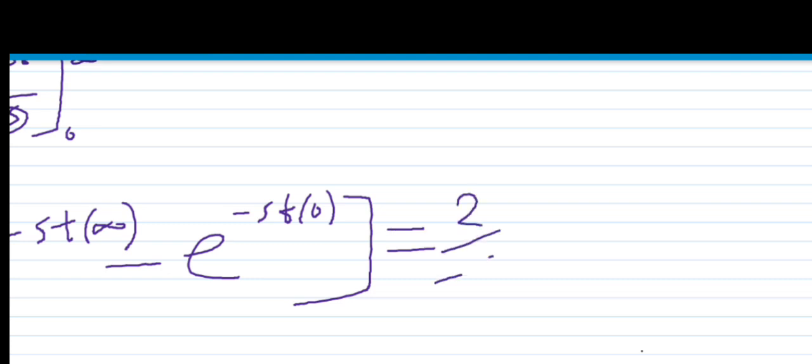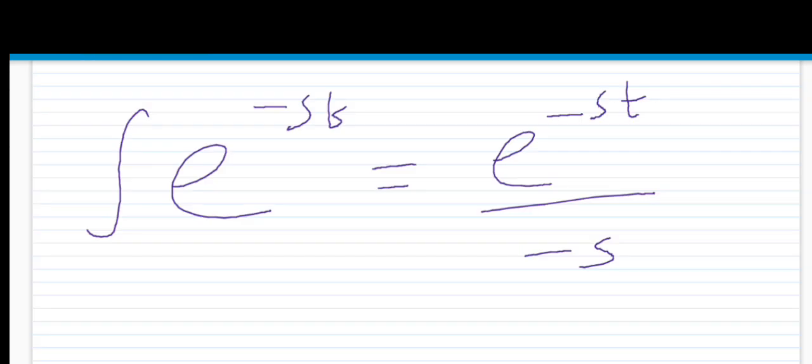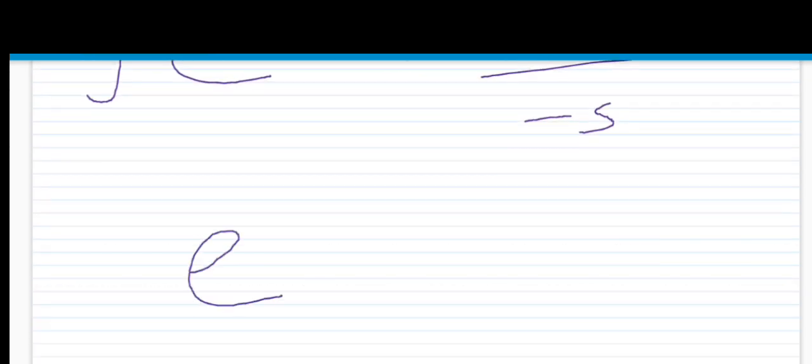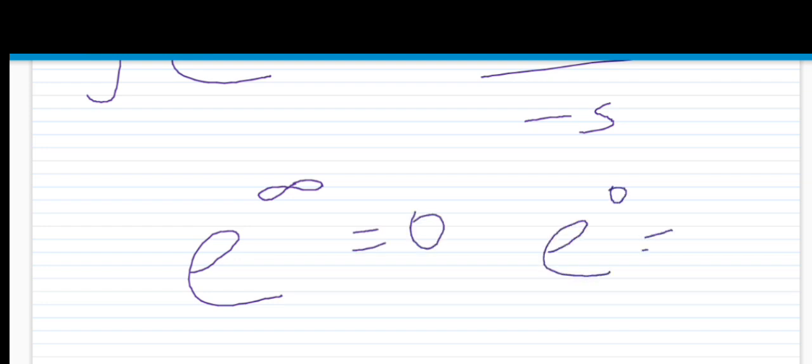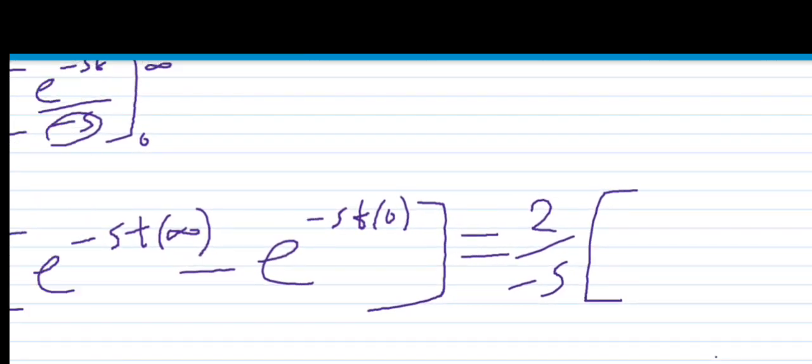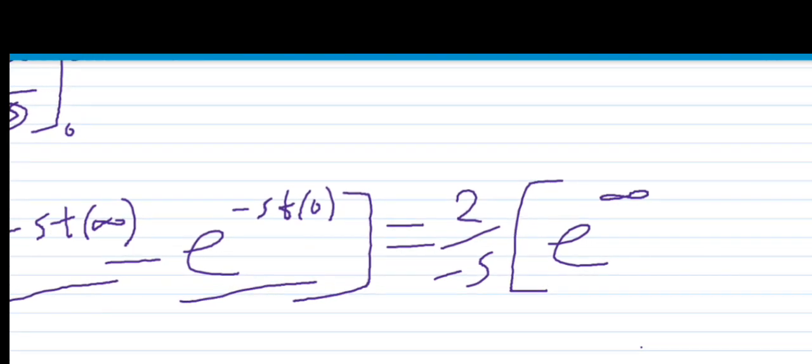2 over minus s. Now you have to take note of two things, which I will show you. e raised to power infinity is 0. I've already established this in my previous tutorial, but just for emphasis sake, and e raised to power 0 is 1. So we're going to be applying this in our solution. Here we have e raised to power st multiplied by infinity. That will give us e raised to power infinity. Then here we have e raised to power st, then multiplied by 0. That will give us minus e raised to power 0.